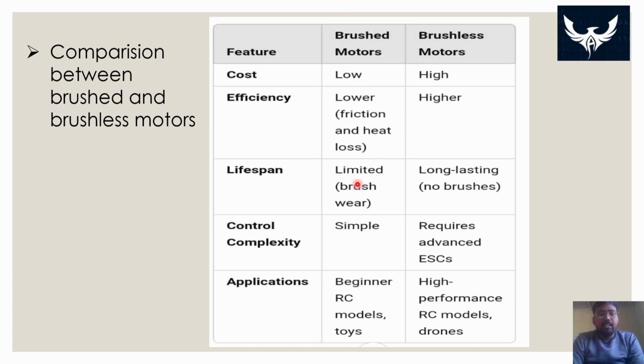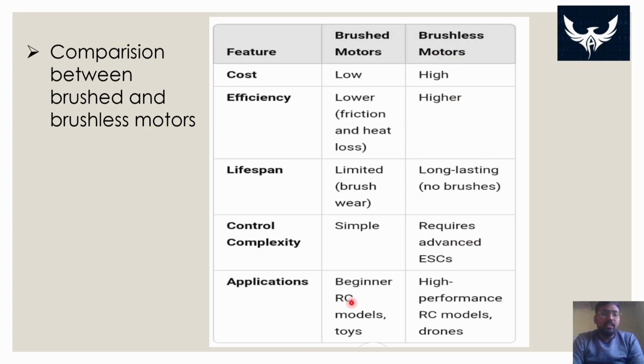Brushed motors have a limited lifespan, but brushless motors have a long-lasting life, as they don't have brushes. Because brushes wear out with use. It's simple to control a brushed motor, and brushless motors require an ESC to control them.